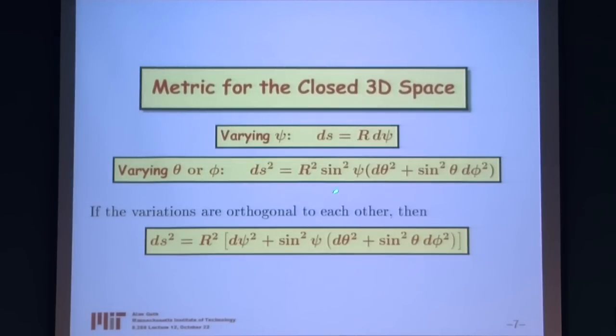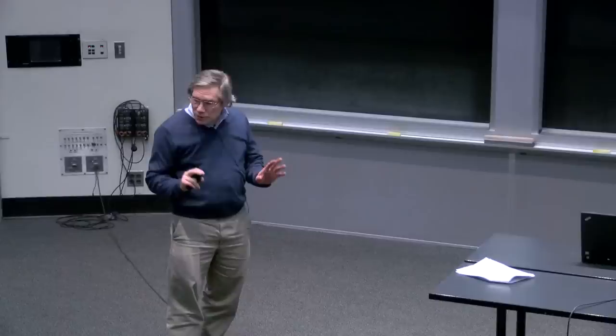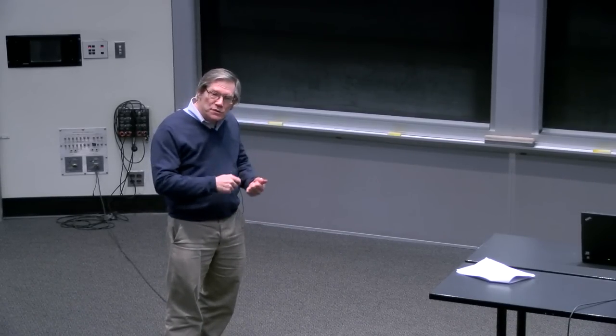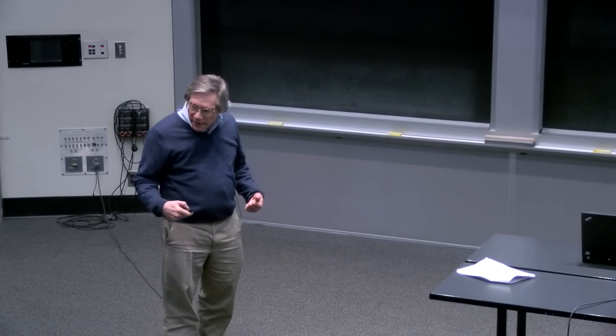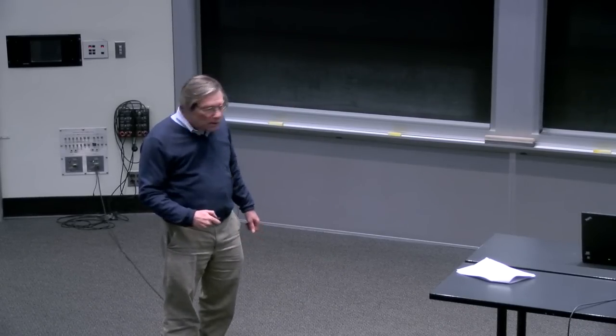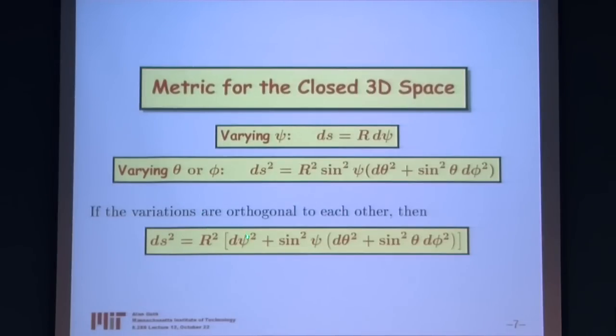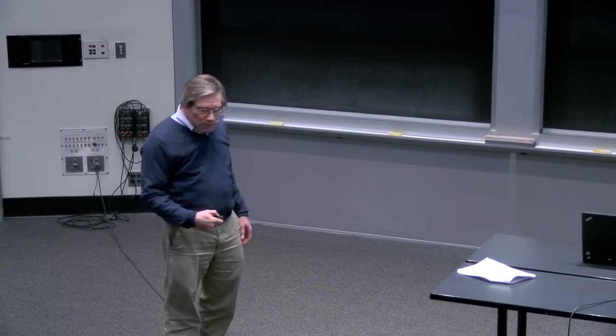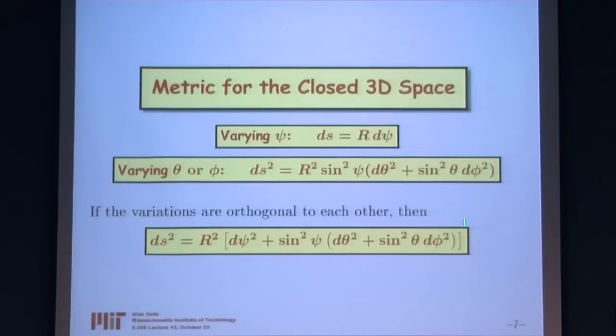Then to put them together, if we assume for the moment that they are orthogonal to each other, then we just add the sum of the squares, and that is the right answer, but I'll justify it in a minute. But jumping ahead and making the assumption that these separate displacements are always orthogonal to each other, ds squared is then just the sum of the squares, and we get this matrix to describe our closed universe in terms of the variables psi, theta, and phi.